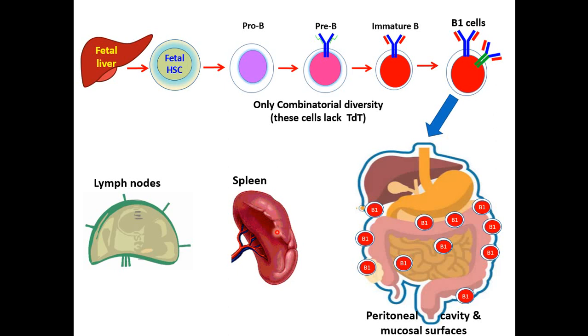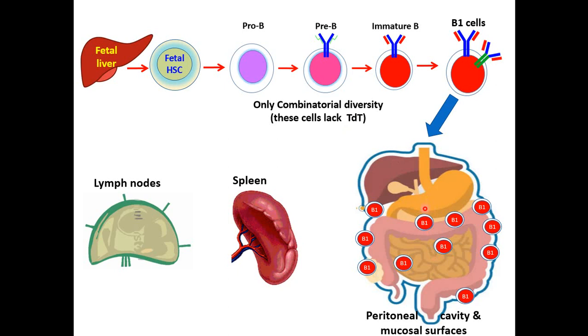So there are two major differences. First, they have basically only combinatorial diversity. They don't show a lot of junctional diversity during their development, so their diversity is limited. And the second thing is that the destination for these cells is a little different from conventional B cells that will be generated afterwards. So they usually go to peritoneal cavity and mucosal surfaces.